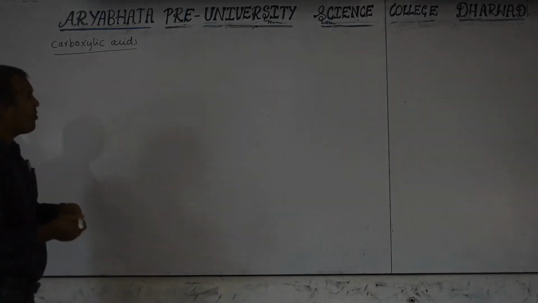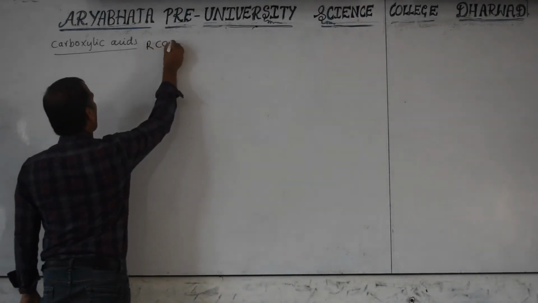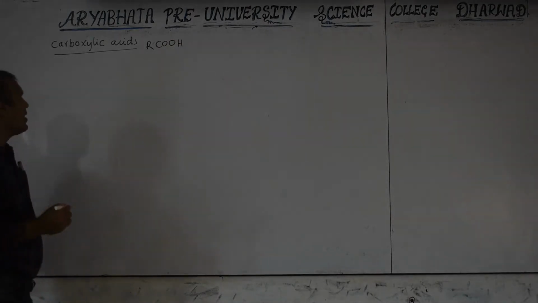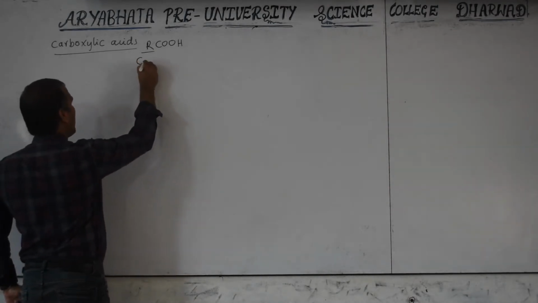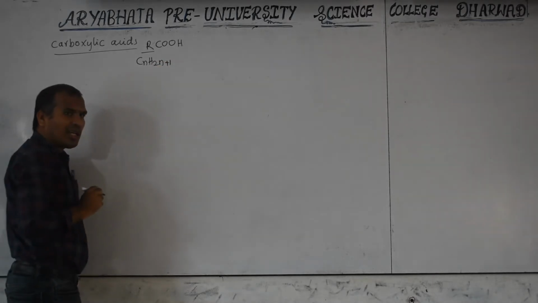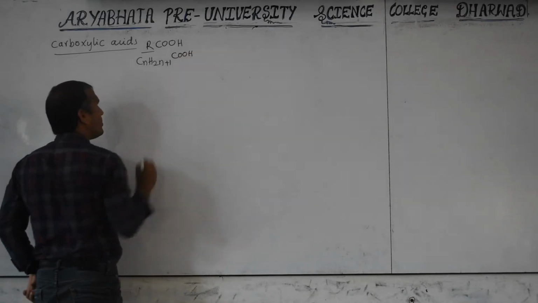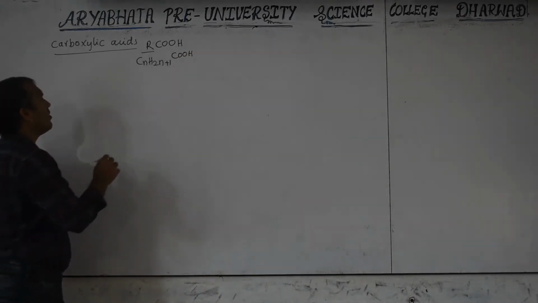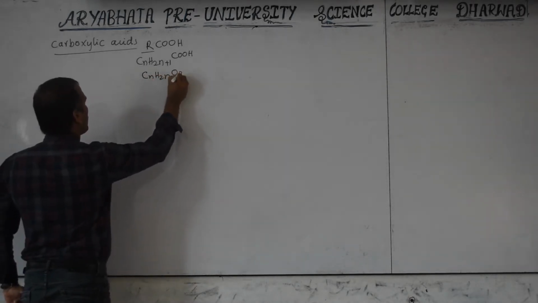What is the general formula for carboxylic acids? RCOOH. This is the general formula for carboxylic acid. What is the general formula for R? Alkyl group, that is CnH2n plus 1. Then this is COOH. If you add this H here, then it is CnH2nO2. Is it correct or not?